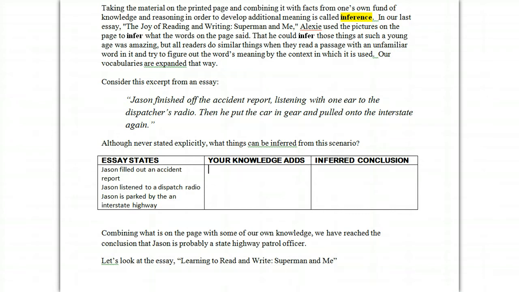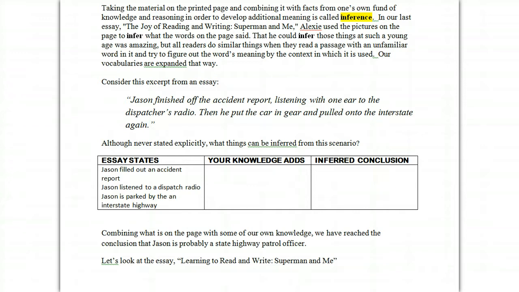Taking the material on the printed page and combining it with facts from one's own fund of knowledge and reasoning in order to develop additional meaning is called inference. In our last essay, The Joy of Reading and Writing, Alexie used the pictures on the page to infer what the words on the page might say. That he could infer at such a young age was amazing, but really all readers do similar things when they read a passage with an unfamiliar word in it, and rather than looking it up in the dictionary, try to figure out the word's meaning by the context in which it is used. We all do that. Our vocabularies are expanded that way.